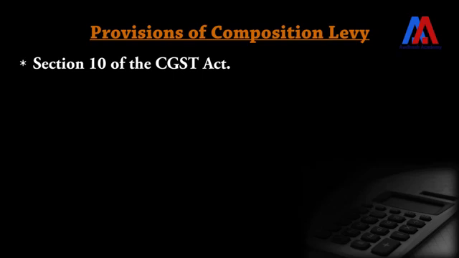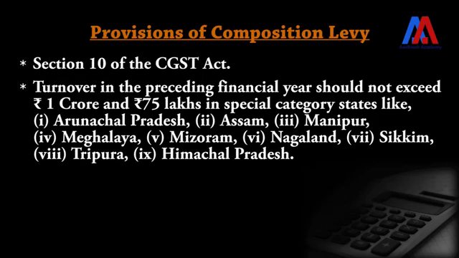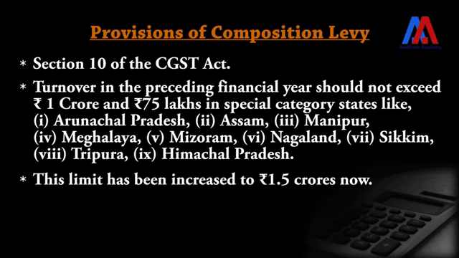This is applicable for the taxpayers whose turnover in the preceding financial year has not exceeded rupees 1 crore, or 75 lakhs in the special category states like Arunachal Pradesh, Assam, Manipur, Meghalaya, Mizoram, Nagaland, Sikkim, Tripura or Himachal Pradesh. However, this limit has now been revised to 1.5 crores.